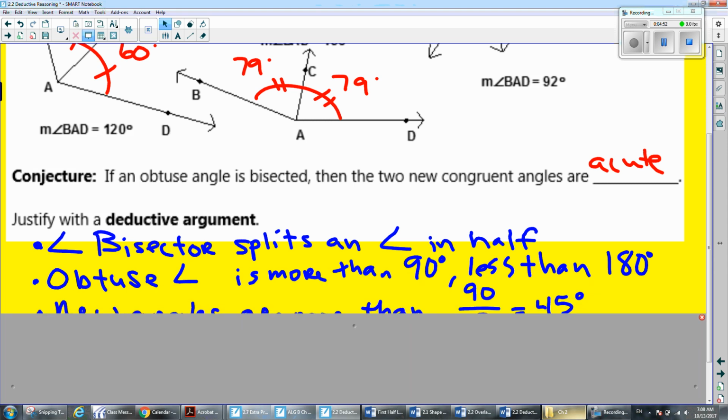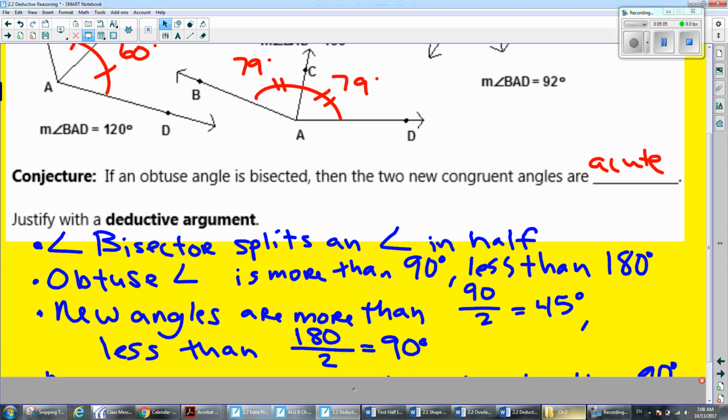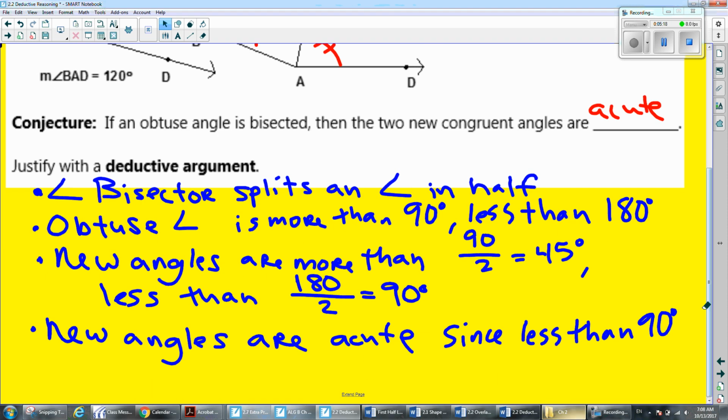To start, an obtuse angle is more than 90 degrees, but it has to be less than 180 degrees. So the new angles that we made when we bisected are more than 90 over 2, or 45 degrees, but they have to be less than 180 divided by 2. They have to be less than 90. So the new angles are acute since they have to be less than 90.